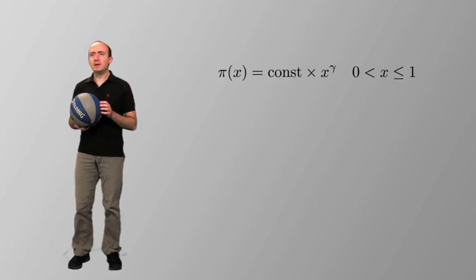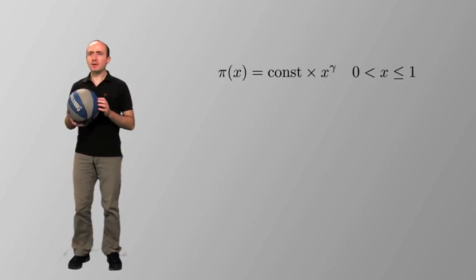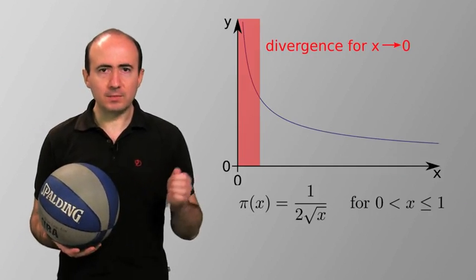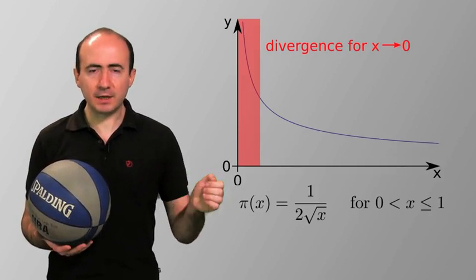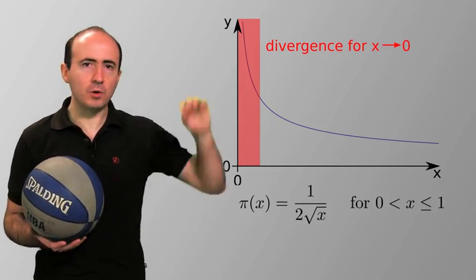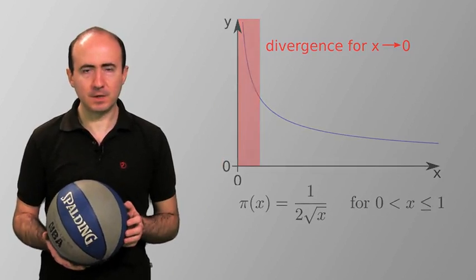As a second example, we'll now turn our attention to the case of the distribution pi of x is equal to a constant times x to the power gamma, where x is a real number between 0 and 1, 0 being excluded. A few minutes ago, Michael has studied this distribution in the case where gamma is equal to -1/2. This was a distribution which blew up when x was going to 0. Besides, we have already considered this distribution for gamma is equal to 2 in the program direct_spheres_3D.py.